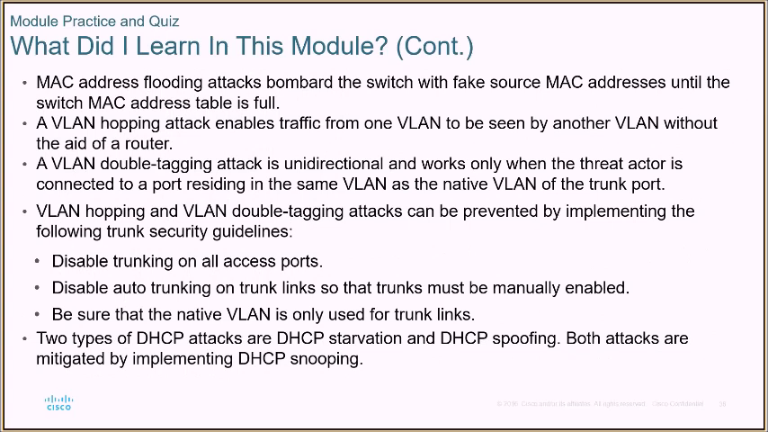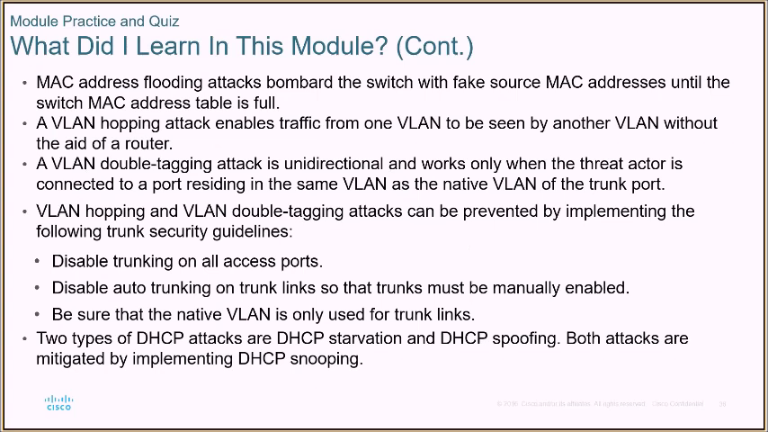MAC address flooding attacks bombard the switch with fake source MAC addresses until the switch MAC address table is full. A VLAN hopping attack enables traffic from one VLAN to be seen on another VLAN without the aid of a router. Double tagging is unidirectional and works only when the threat actor is connected to a port residing in the same VLAN as the native VLAN. VLAN hopping and VLAN double tagging attacks can be prevented by implementing the following trunk security guidelines.